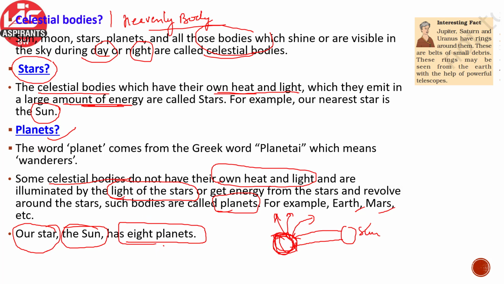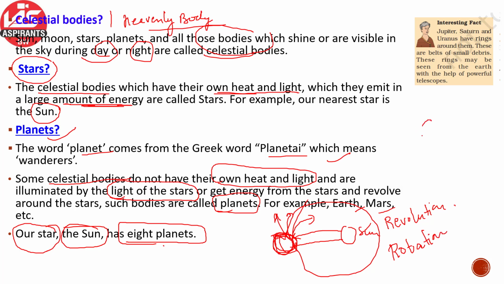Okay, and if you look at the word planet, it comes from a Greek word planetai, which means wanderers. So they wander around the Sun, right? And this term is known as revolution. So revolution around the Sun, and then there is rotation. Rotation of a planet is around its own axis. So if this is Earth, this is the axis of the Earth, the rotation would be around its own axis, whereas revolution is on the orbit around the Sun.